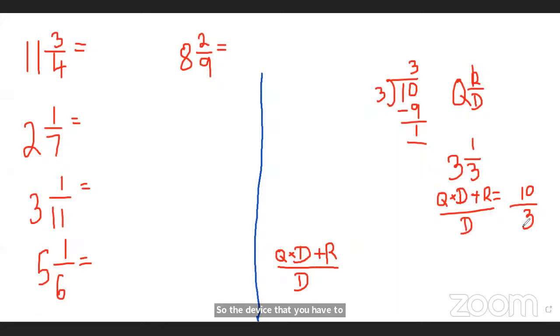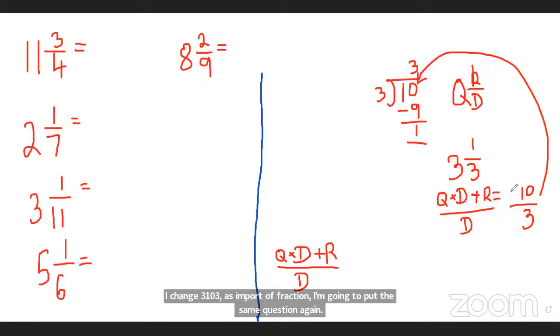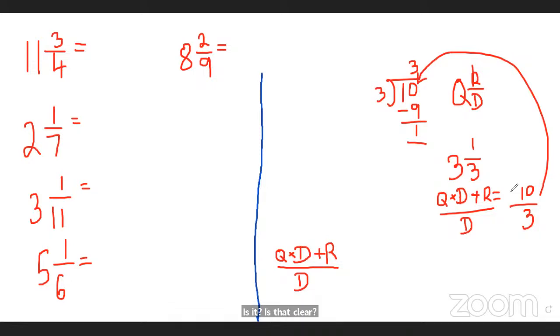Okay. So what's the answer now? The answer is going to be 10 over 3. See, the same thing you get. If I divide 10 over 3, I'm going to get 3, 1 over 3. If I change 3, 1 over 3 as improper fraction, I'm going to get the same question again. Yes. Is it clear? It is very clear, sir.